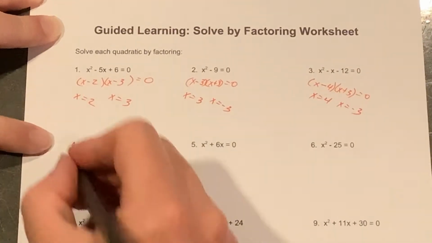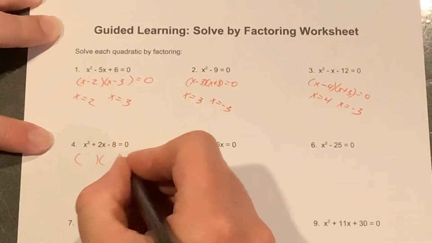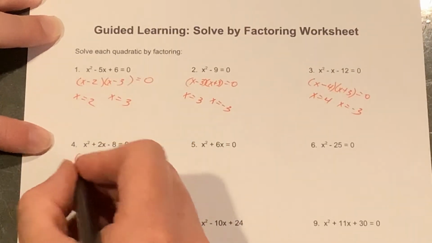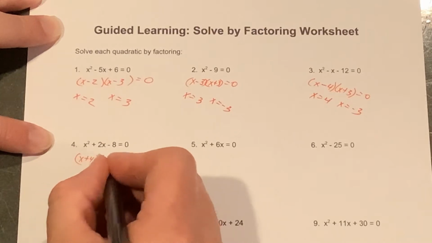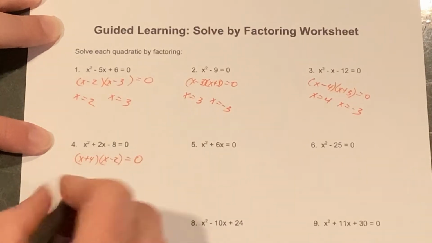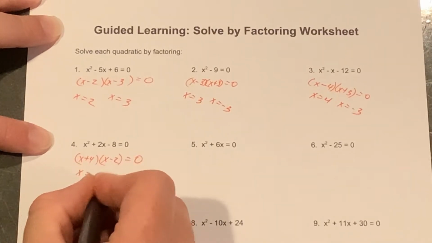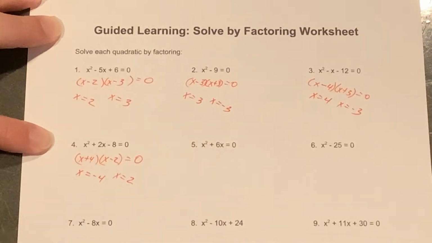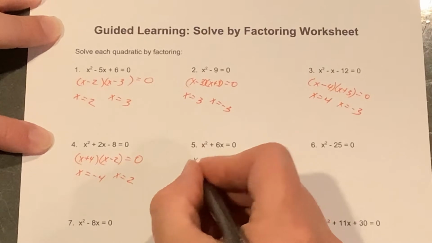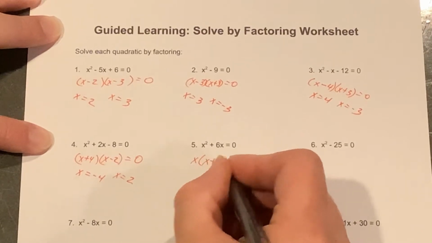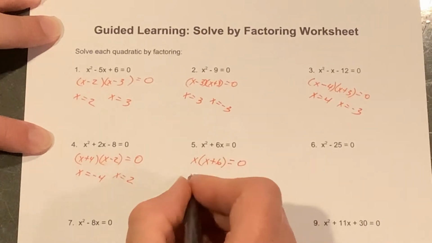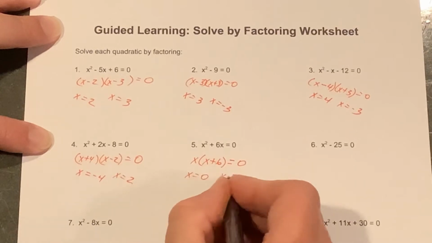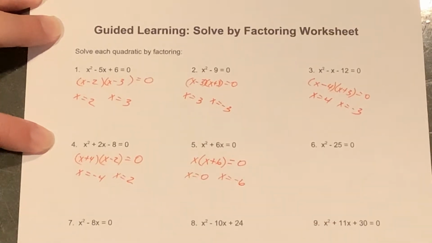Number 4, another trinomial. 2 numbers that multiply together to be -8 and add together to be +2 are +4 and -2. So those are my factors. My solutions are the opposites. x equals -4 is one answer and x equals +2 is the other. Number 5, we're going to factor out a common term of x. That's going to leave us with x times x plus 6 equals 0. So x equals 0 and x equals -6 are my solutions.